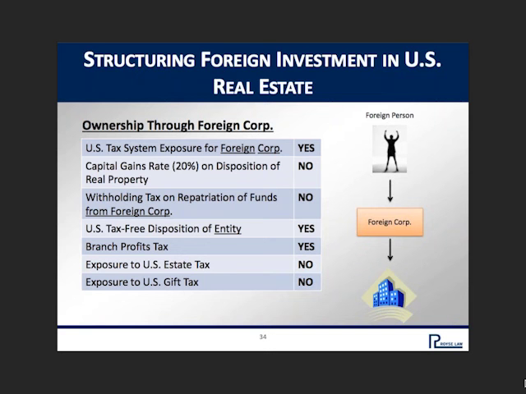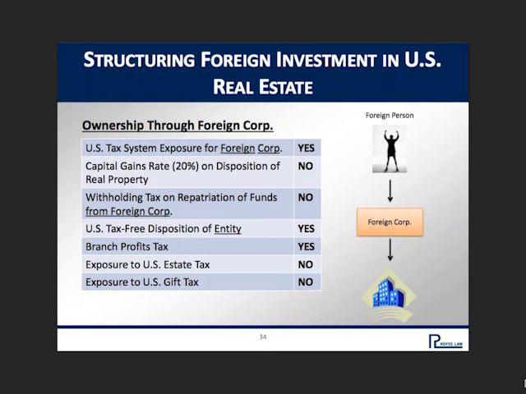Now, is there a U.S. tax-free disposition of the entity? Yes, actually. If the foreign person sells this foreign corporation, it's not effectively connected income, and it's not FIRPTA. Those two facts mean that the foreign person can sell this foreign corporation free and clear of U.S. tax consequences. Can you give an example of that? Yeah, this person could sell this foreign corporation to really anyone in the world, or they could even liquidate it, and they're not going to be hit with U.S. tax for that.